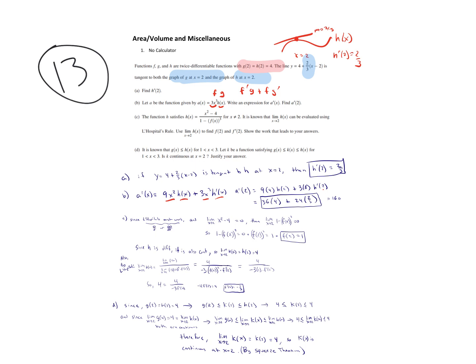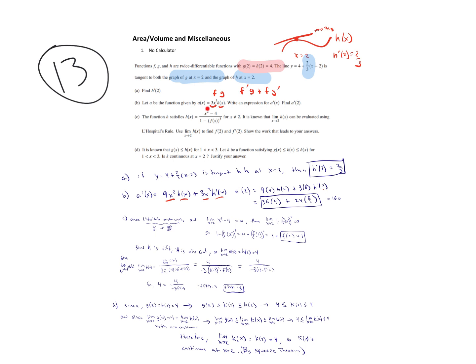In part B, let A be the function 3x cubed times h of x. Write an expression for A prime of x. Find A prime of 2. I feel like it's nice of them to say write an expression for A prime of x. They don't always do that. They might just say find A prime of 2, and you'd be expected to write an expression for A prime of x. You always have to do the derivative first. I'm hopefully saying that a lot because I want to make sure you don't miss that step.